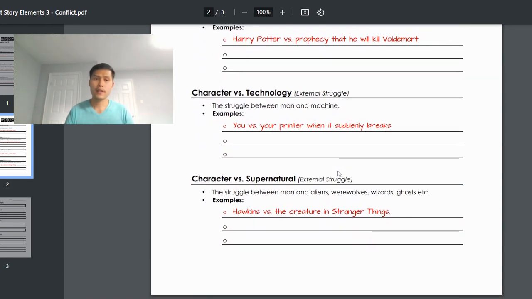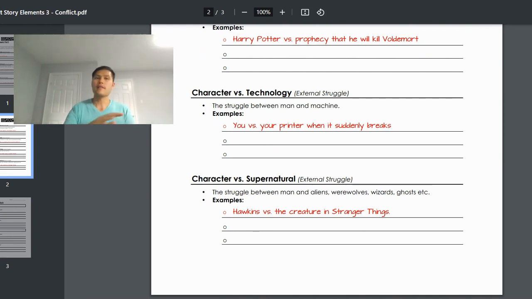The next one, character versus supernatural. The struggle between alien versus man, werewolves versus man, wizards versus man, and so forth. So we have here from Stranger Things, Hawkins versus the creature in Stranger Things.